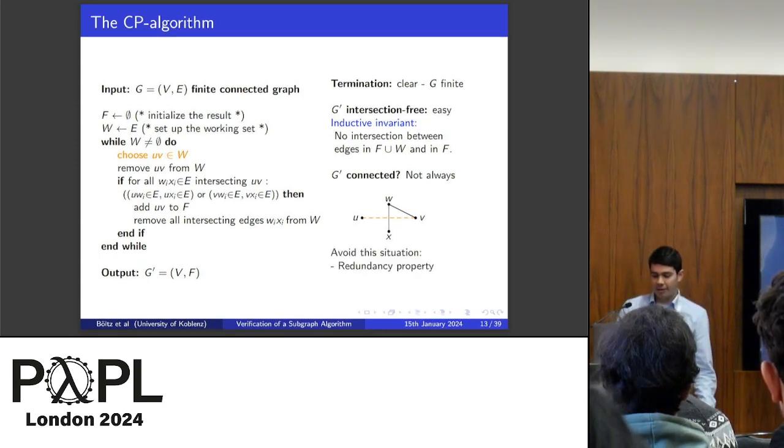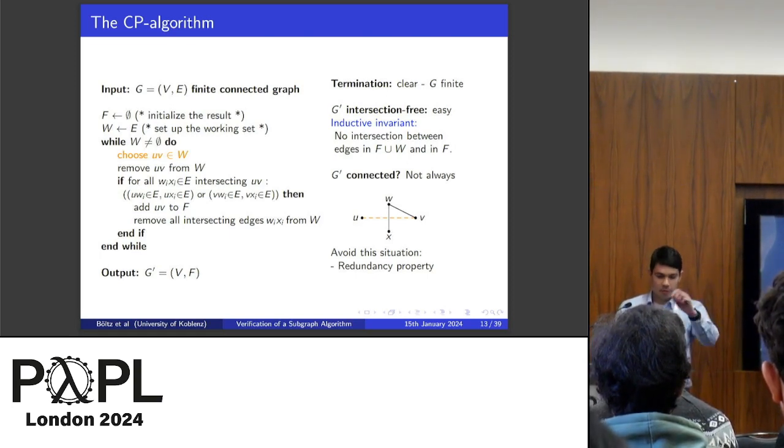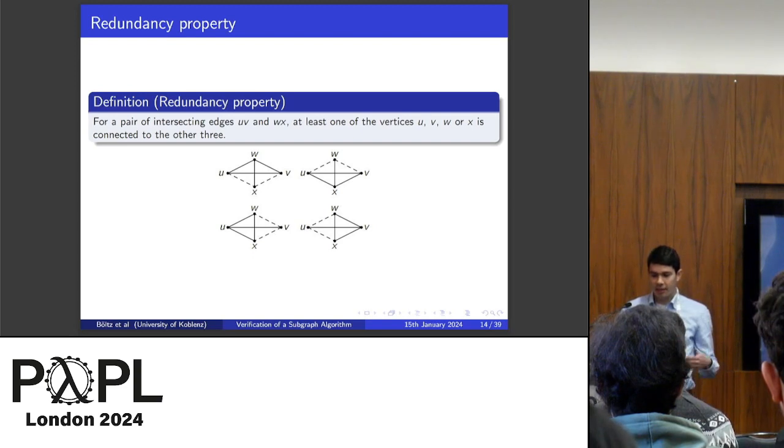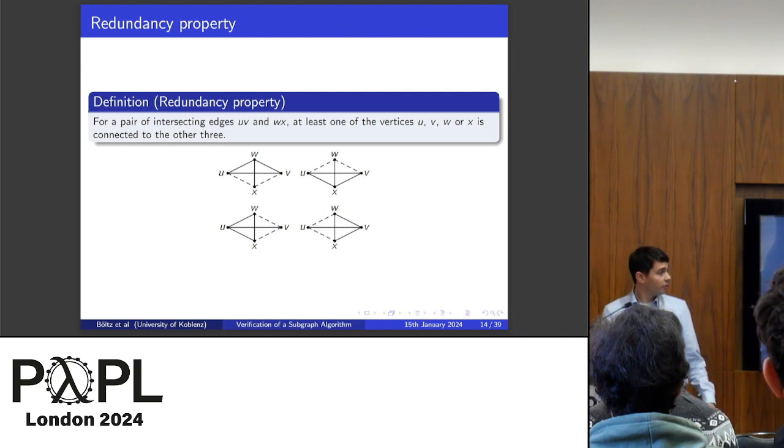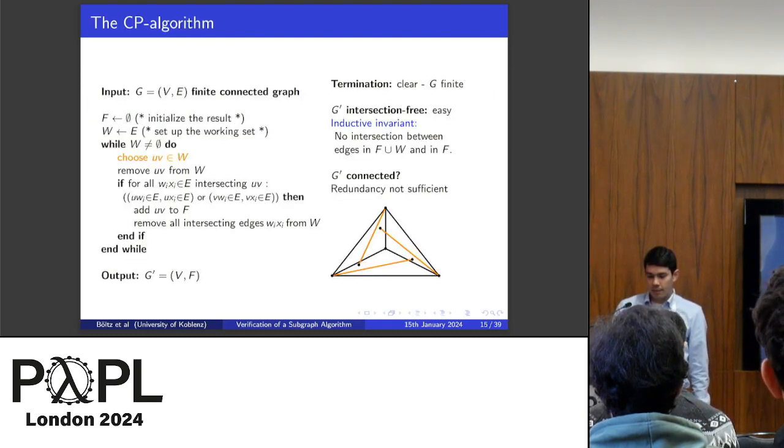In order to avoid this situation, we introduce a property which we call the redundancy property, and this is defined in the following way. For a pair of intersecting edges uv and wx, at least one of the vertices has to be connected to the other three ones, and you see here the four situations which satisfy this property. But this is still not enough to guarantee that G prime is connected, as the following example shows.